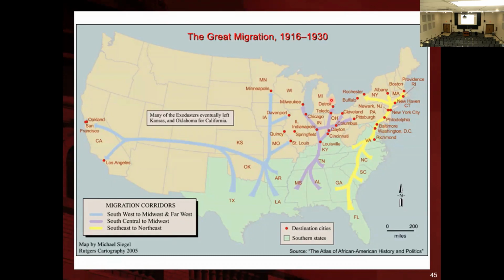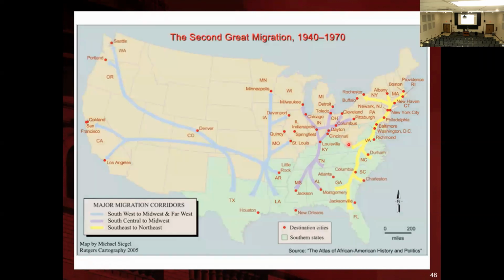And this map here kind of shows the major migration corridors that African Americans moved through between 1916 and 1930. So you had the Southwest to Midwest and Far West, the blue corridor here. The South Central to Midwest, the purple, and the South to Northeast, the yellow corridor. This map is also highlighting which cities they went to more often throughout this period. And then from 1940 to 1970, you have additional places that they start to move to with higher degree.